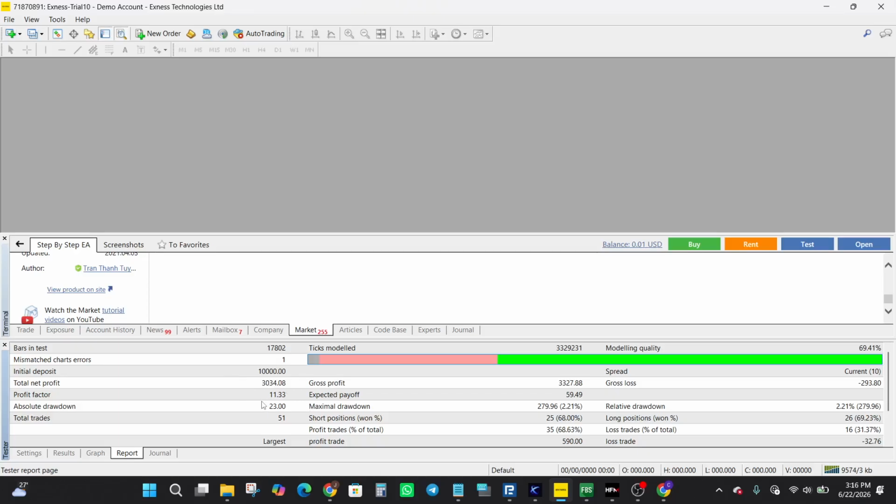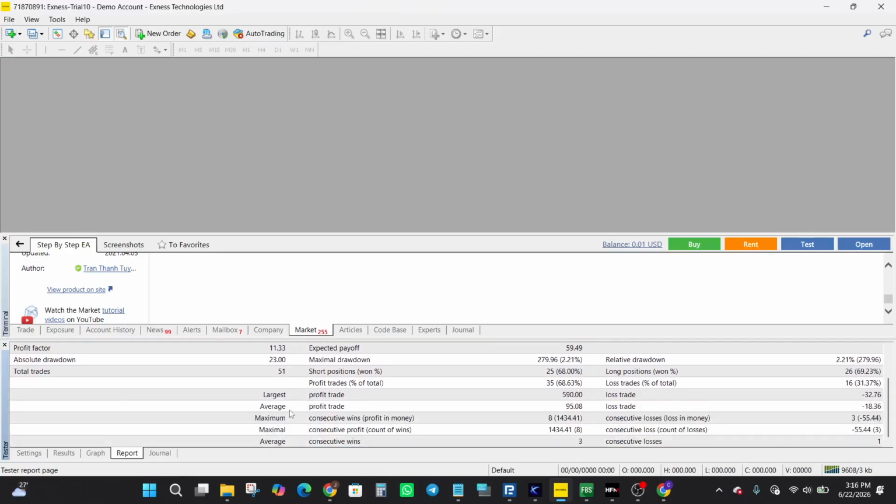Total net profit was 3,034.08. So that gave us about 30% profit. Total trades taken, we have 51, out of which 35 were profitable, giving us a 68.63% win rate. The largest profit was $590. The largest loss was $32.76. Average profit 95.08, and the average loss 18.36.